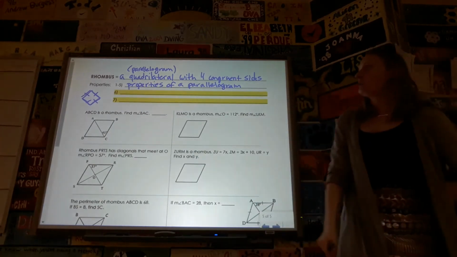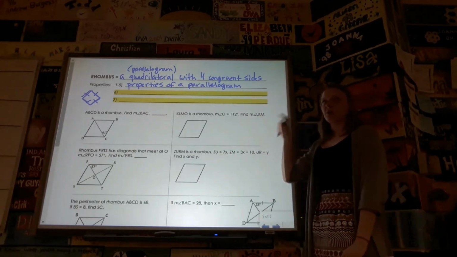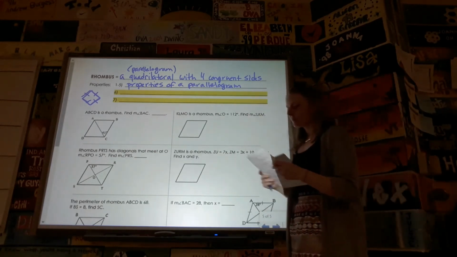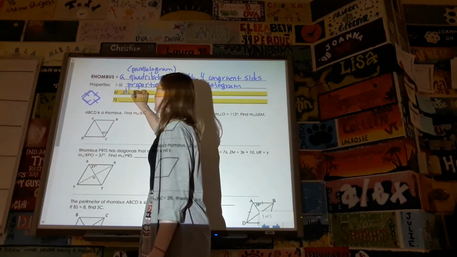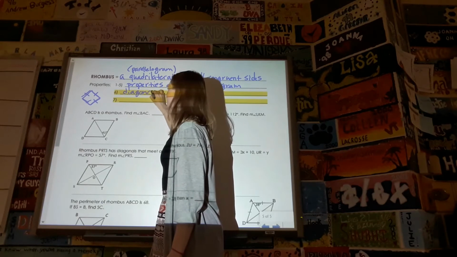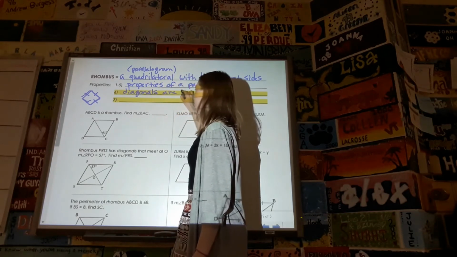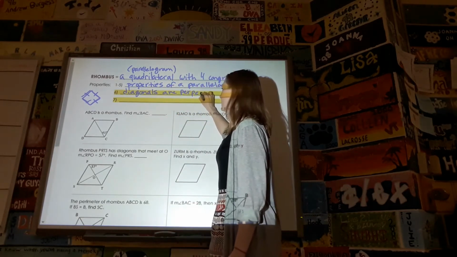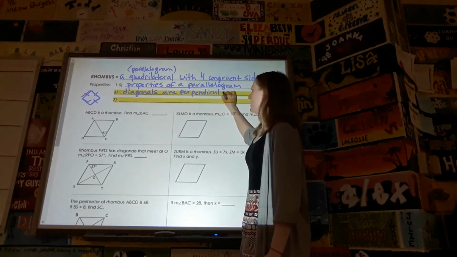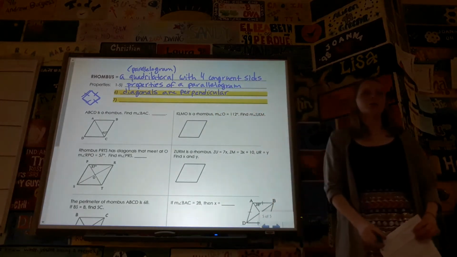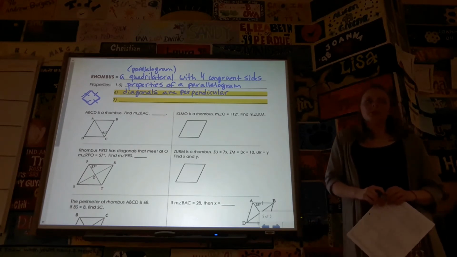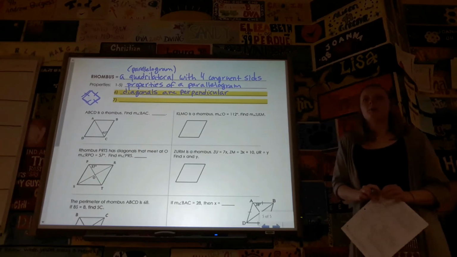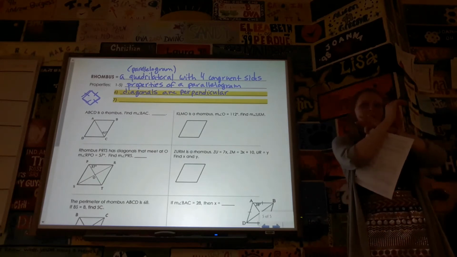A rhombus also has two extra features that are specific to a rhombus. Okay? Which one do I want to do first? That one sounds good. Alright, diagonals are perpendicular. Start with this one. Diagonals are perpendicular. You guys remember what perpendicular means, right? Perpendicular means that when they cross, they create 90-degree angles.